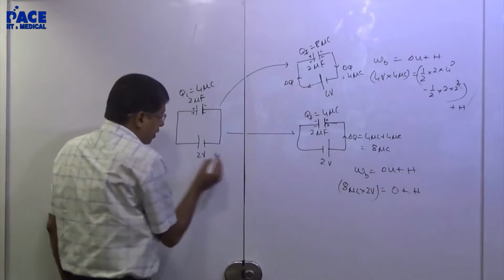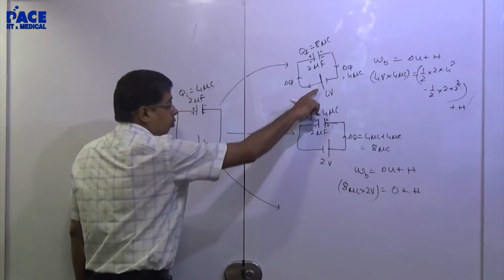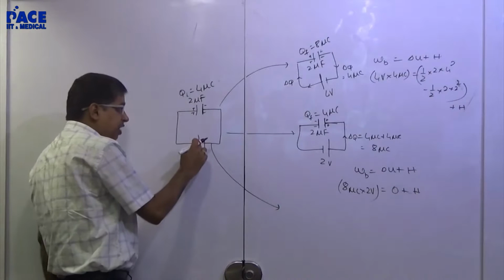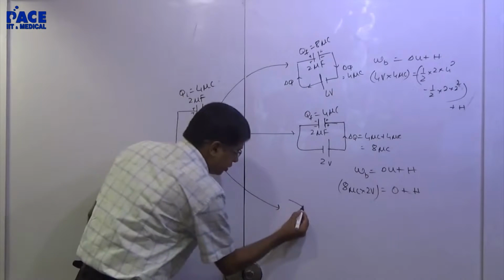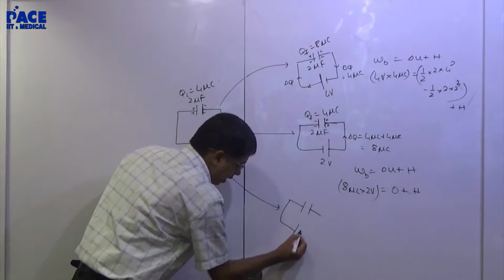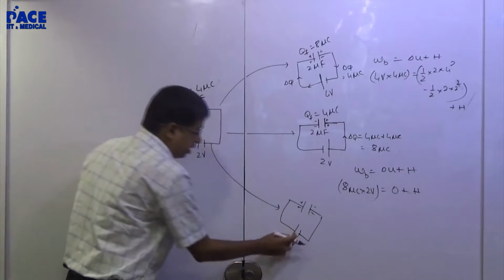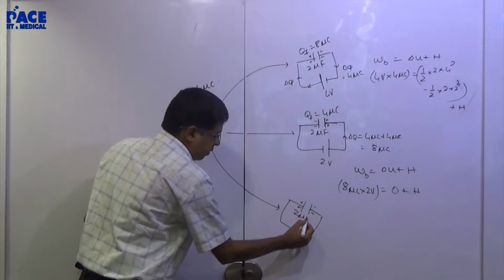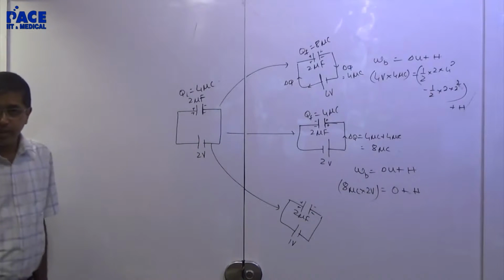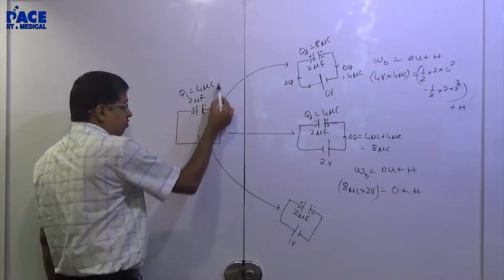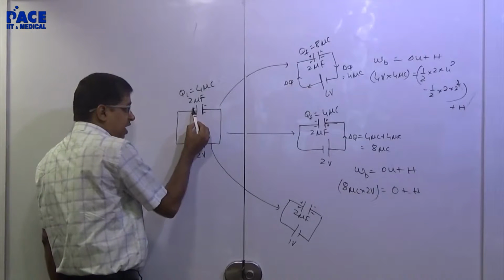Now come back to this. What if instead of placing a 4 volt battery, I place a battery of lesser potential? I place a battery of 1 volt here without any change in polarities. This is a 2 microfarad capacitor. Please listen to this carefully. This is 4 microcoulombs of initial charge.